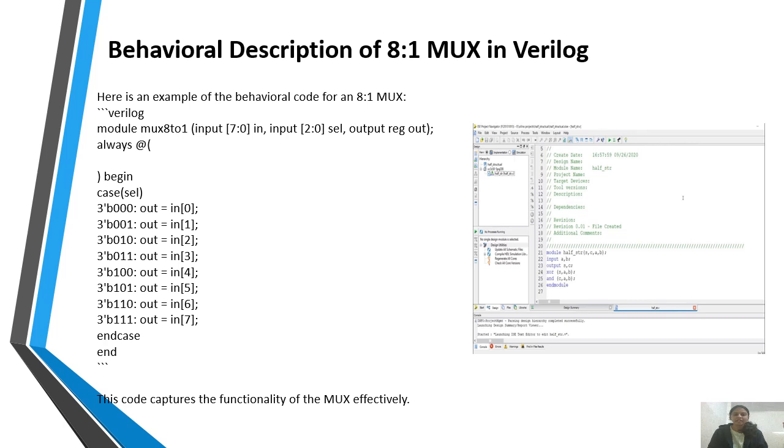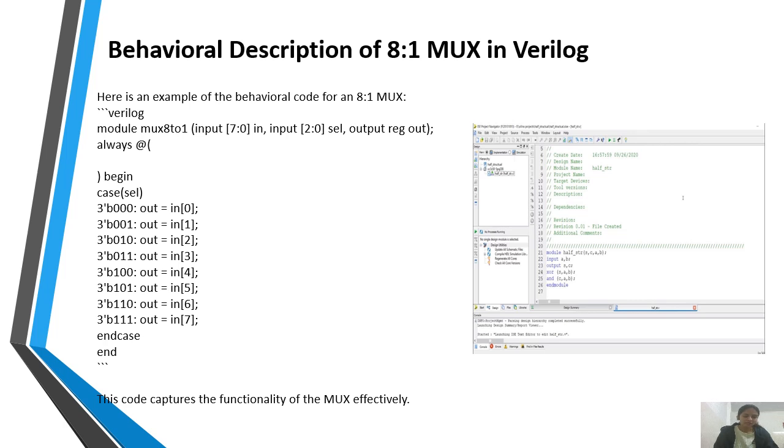Behavioral description of 8 is to 1 mux in Verilog. Here is an example of behavioral code for an 8 is to 1 mux. Here you can see the code. The code implements an 8 is to 1 mux using behavioral Verilog. A multiplexer selects one input from 8, indexed as input 0 to input 7, based on a 3-bit select line and forwards it to the output.